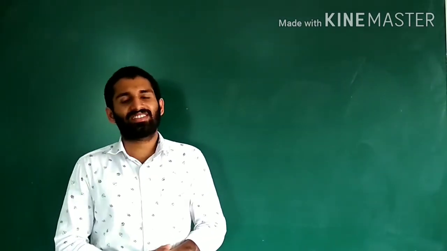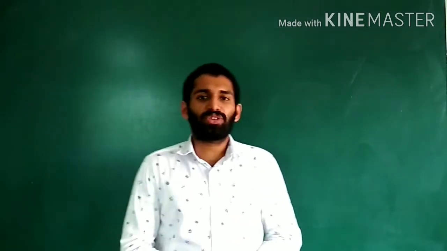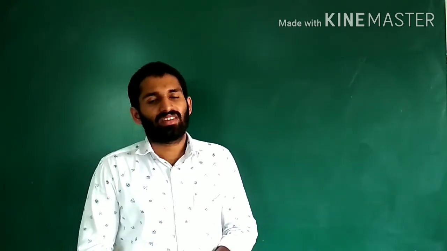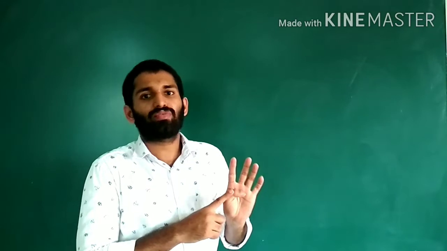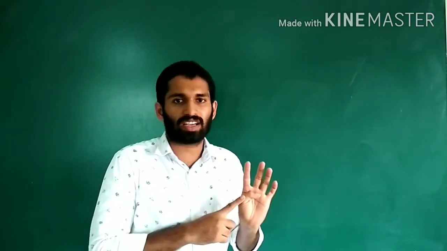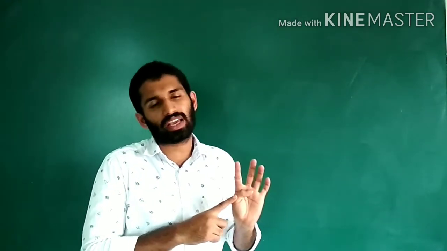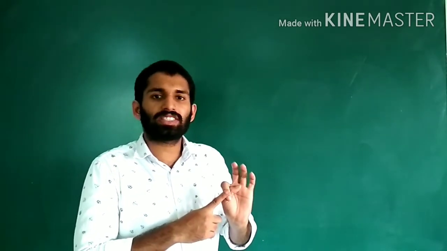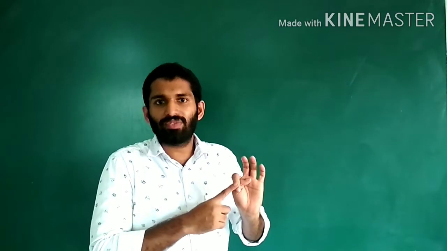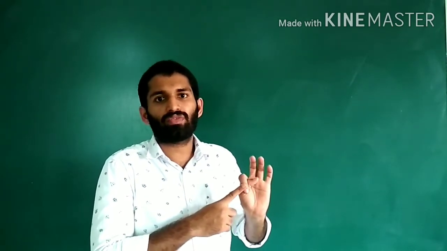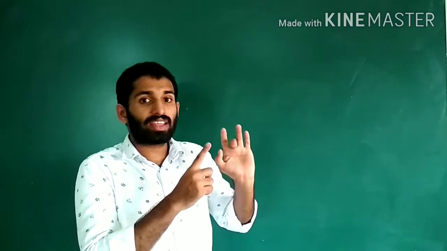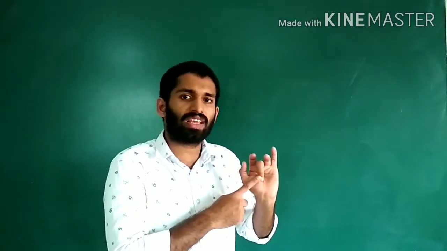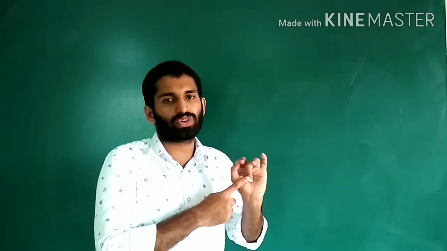Welcome dear students. Today we are going to study three experiments. In experiment number 1, we will check whether the leaf contains starch. In experiment number 2, we will check whether sunlight is required for photosynthesis. And in experiment number 3, we will check whether chlorophyll is required for photosynthesis.